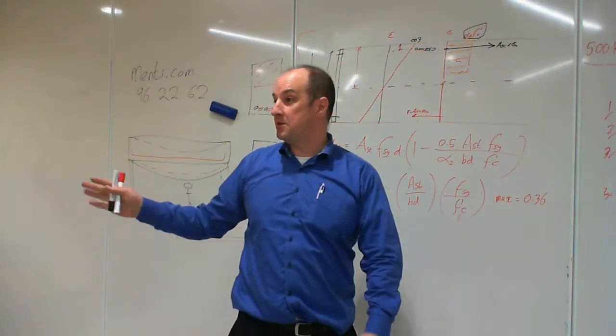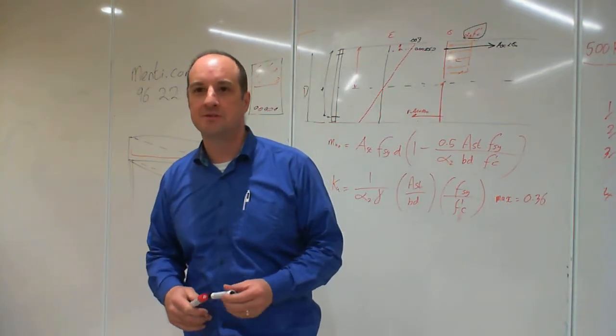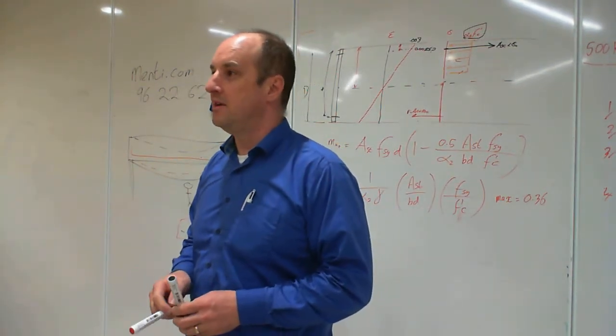That's one-way slabs. There are two-way slabs, which are a different kettle of fish. All right. Any questions on that?